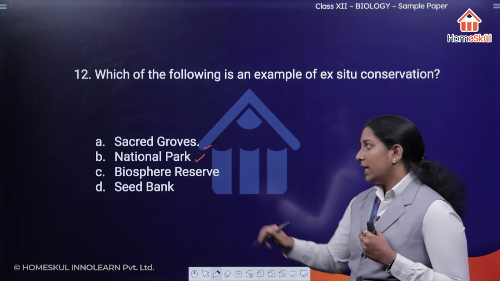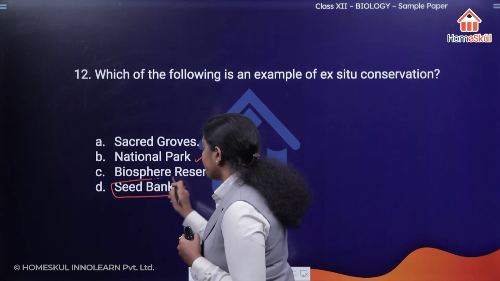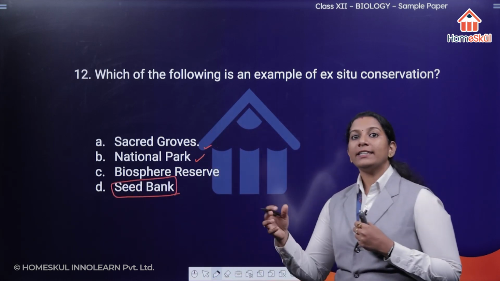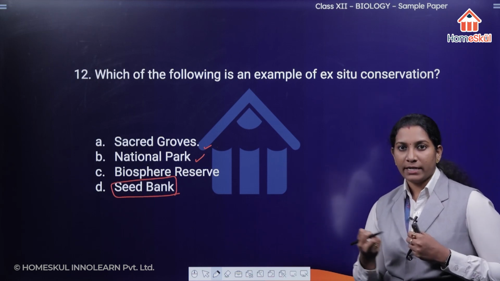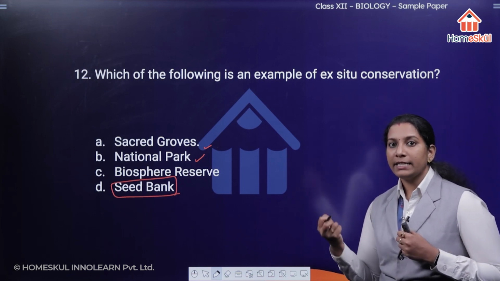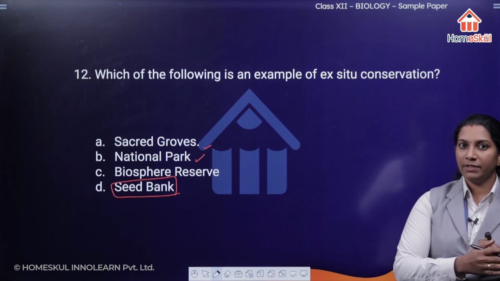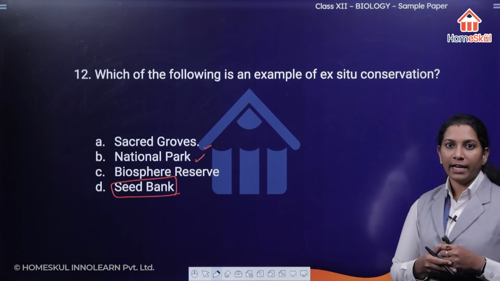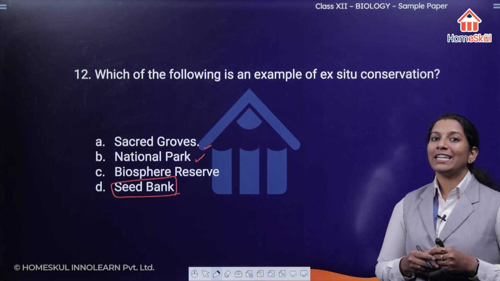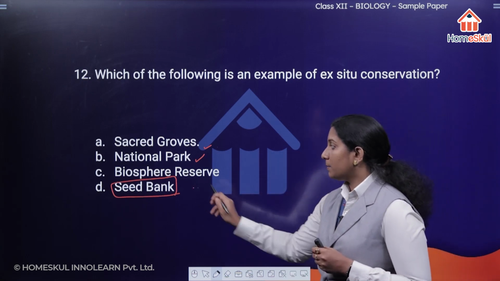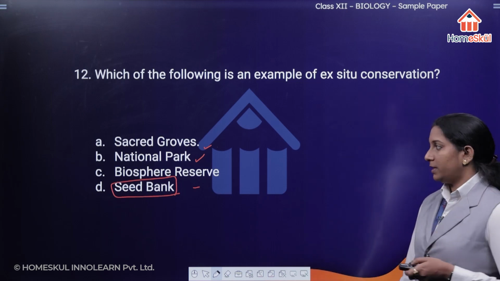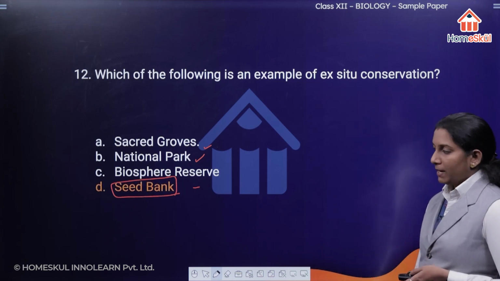Then seed banks. In seed banks, we can take the seeds of economically beneficial or important plants. We can collect them from their natural habitat and conserve them in a different area, in laboratory conditions. So, seed bank is a type of ex situ conservation method, right? So, you can choose seed bank.